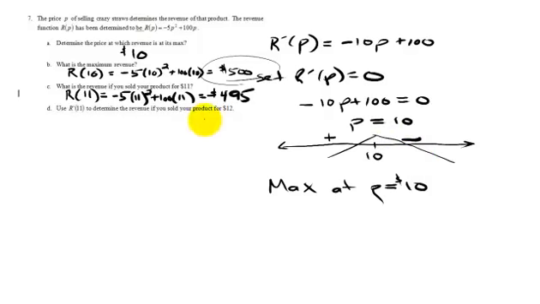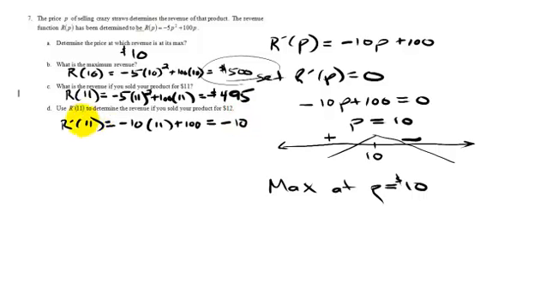My revenue is decreasing. Now, use R prime of 11 to determine the revenue if you sold it for $12. Alright, well, what is R prime of 11 and what does it represent? Well, that's going to be negative 10 times 11 plus 100, which is negative 10.